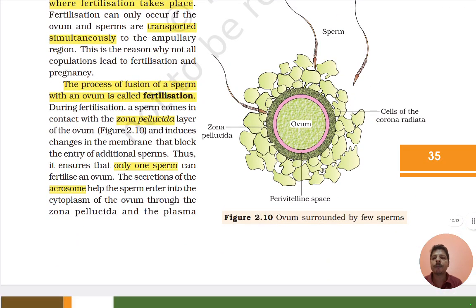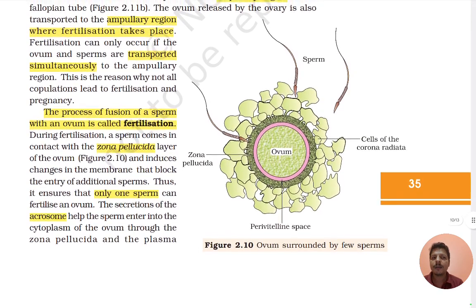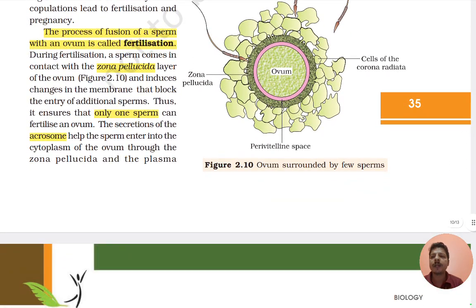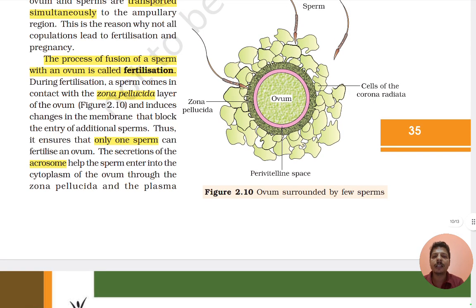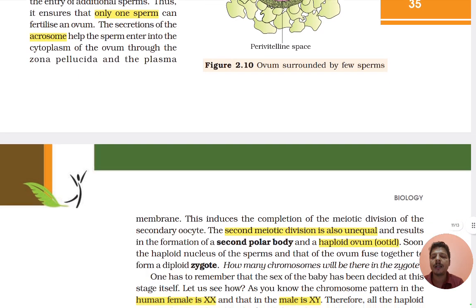The process of fusion of sperm with an ovum is called fertilization, and during fertilization a sperm comes in contact with the zona pellucida layer of the ovum. Zona pellucida, see the diagram, and induces changes in the membrane that block the entry of additional sperm. Thus it ensures that only one sperm can fertilize an ovum. The secretion of the acrosome helps the sperm enter into the cytoplasm of the ovum through the zona pellucida and the plasma membrane.